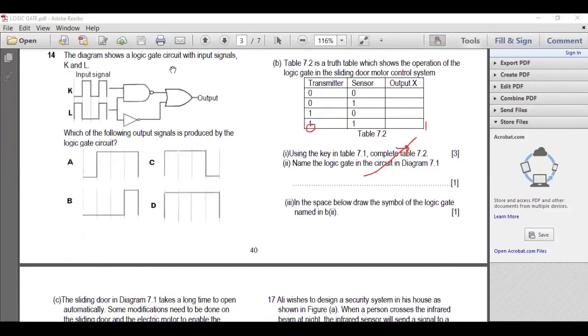Then they ask you to draw the symbol of the AND gate. So the AND gate symbol will be like this. This is the symbol of the AND gate.